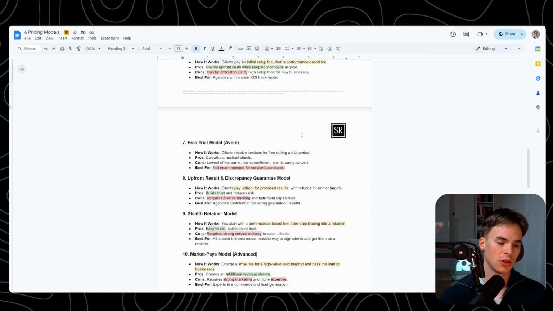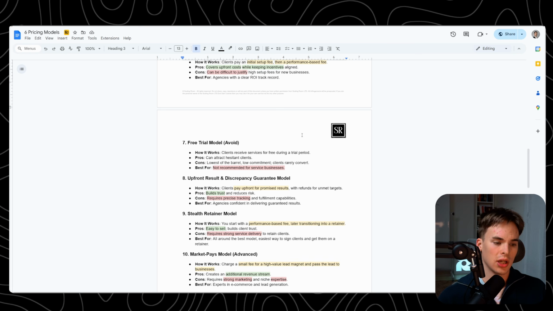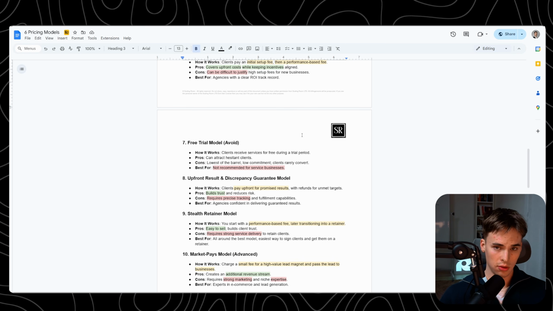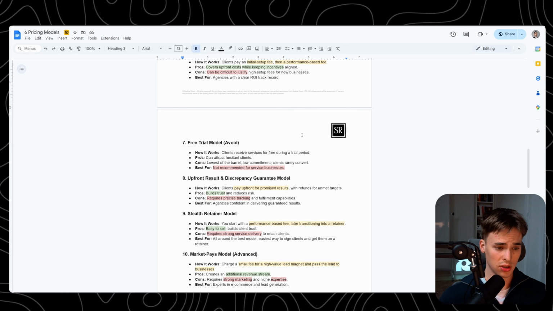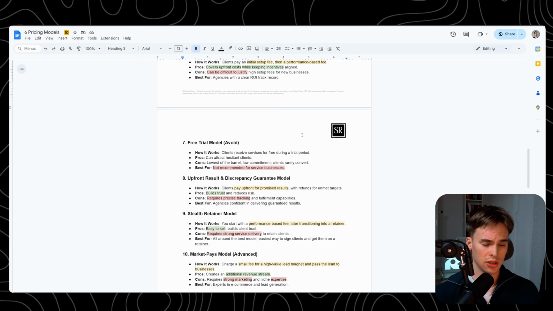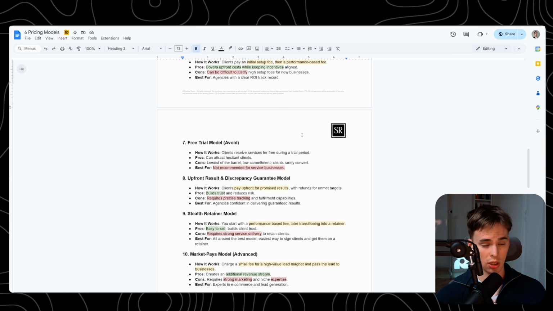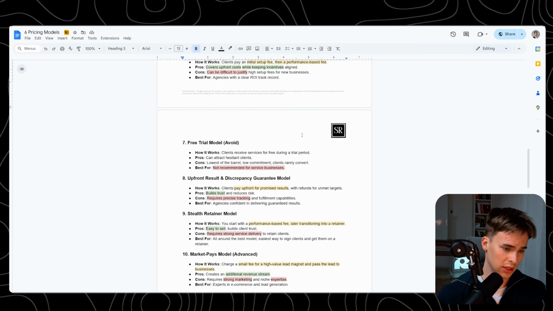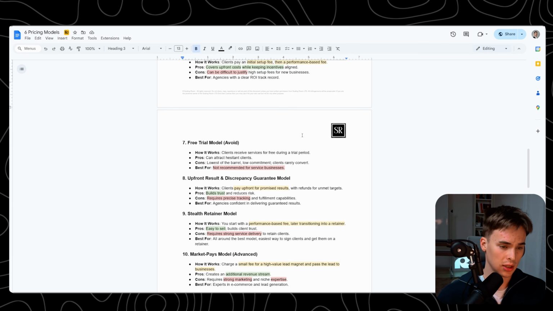Next is the free trial method. I would avoid this personally, because you're just going to get tire kickers, unless you're testing a new offer and you're testing a new service delivery for something that you have no idea what you're doing. You could go with this. Otherwise, I would not do it, because it's just going to attract low quality clients who are going to be a big headache to deal with.